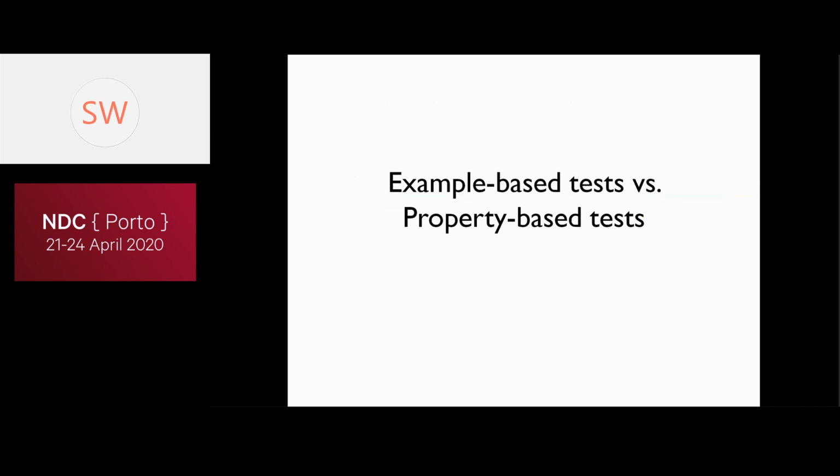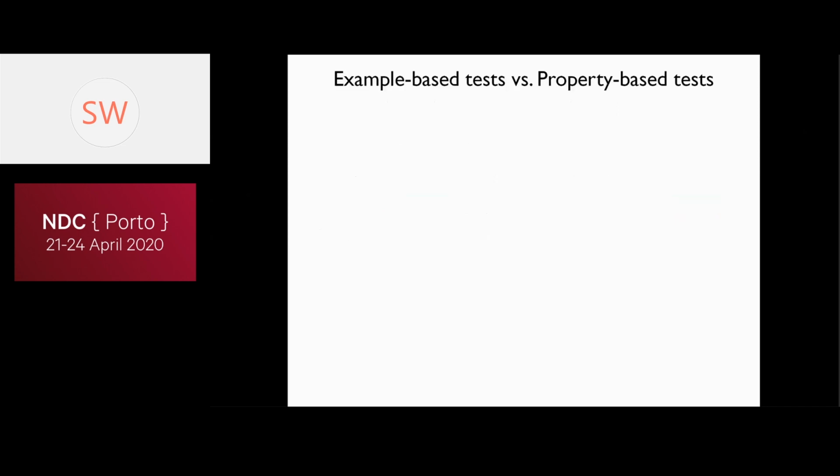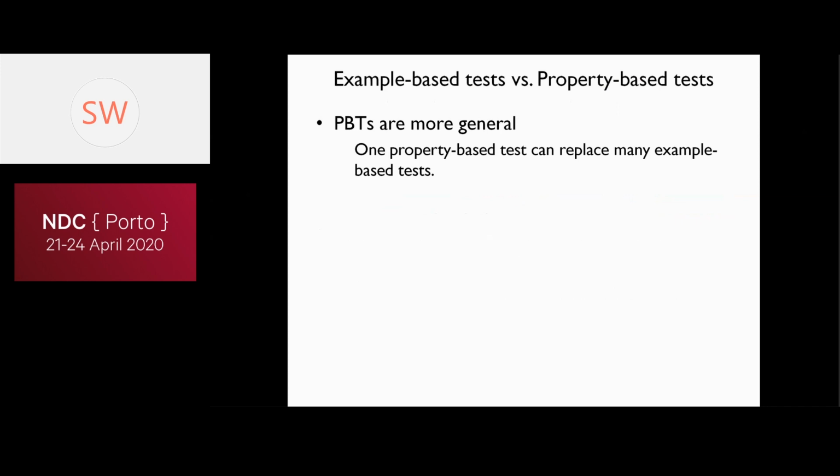Right, so to finish up, let's look at the difference between example-based testing and property-based testing again. Property-based tests are much more general. We're testing hundreds of random inputs, right? Which means that one property-based test can actually replace many example-based tests. Also, they can reveal overlooked edge cases.